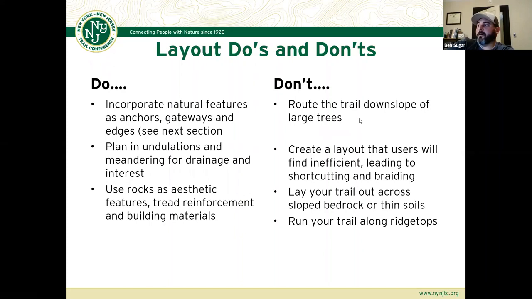Things to avoid are going down slope of large trees, immediately down slope at least, because usually you wind up getting into trouble with roots. That's bad for the tree, and it's also bad for the trail worker who has to cut all those roots. So instead, we try to go up and above on the back of what we call the shoulder of the tree and travel that way. Don't lay anything out that users would find inefficient based on their demographic group, their user group, because that will lead to shortcutting and braiding. And then you've got a maintenance problem.